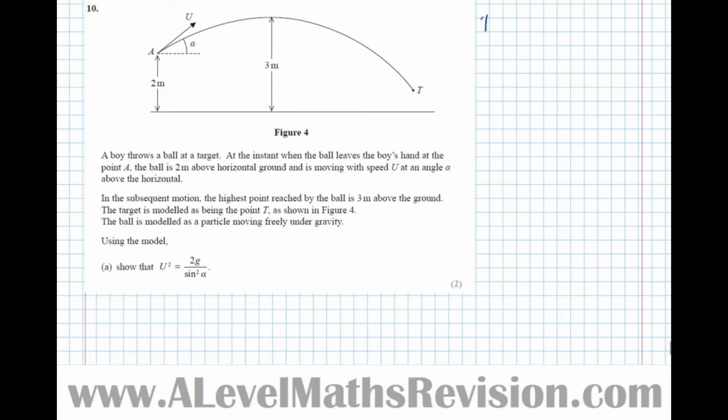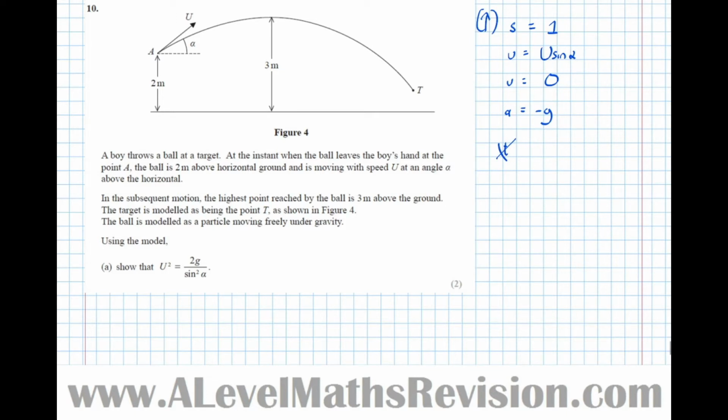So what we're first going to do is use SUVAT for the vertical. So we know that u, the initial vertical velocity, is capital U sine alpha. V, well, we're going to consider the particle at this point here, its highest point, when it's turning, which is velocity 0. Acceleration, if up is positive, is minus g. And we're considering all this when the displacement above where it started is 1 meter. So t is irrelevant to this.